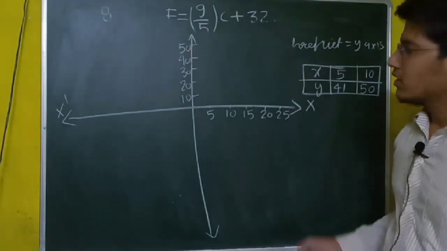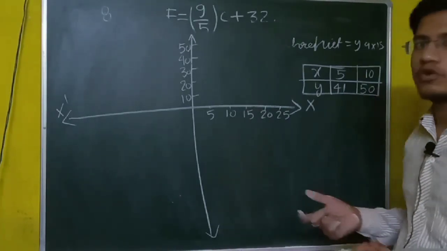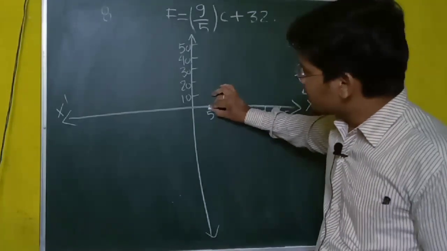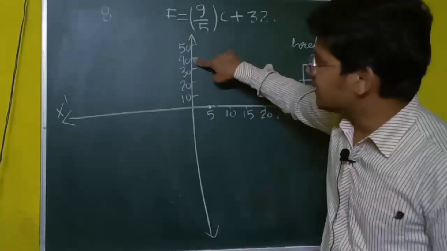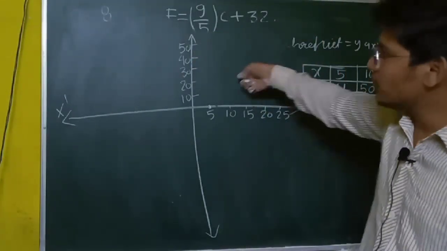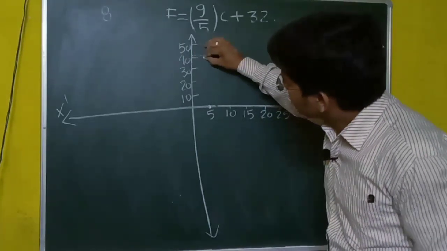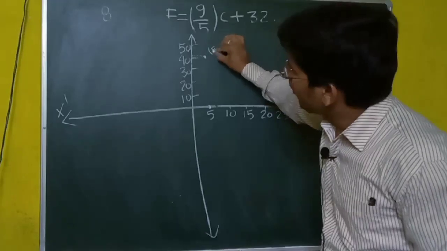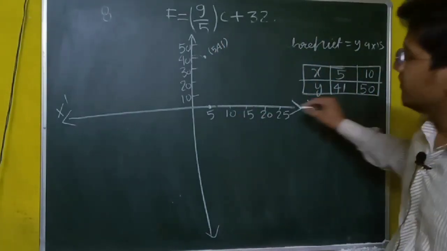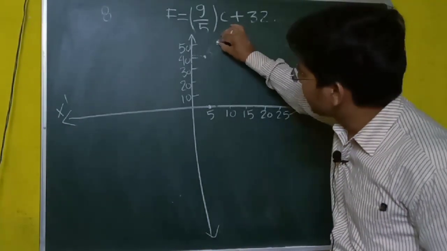You have to make the whole graph on graph paper, so you will easily understand how to make the graph. Now 5 and 41: 5 is here on the x axis, and 40 is here, and 50 is here. On the graph paper you have 10 small lines between them. So somewhere here you will have 5, 41, then 10, 50. So 10 and 50 will lie here.